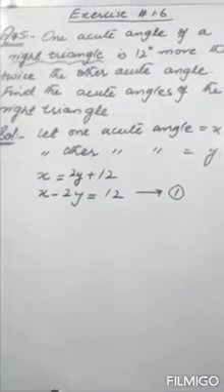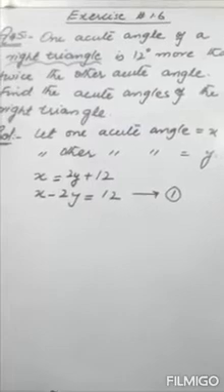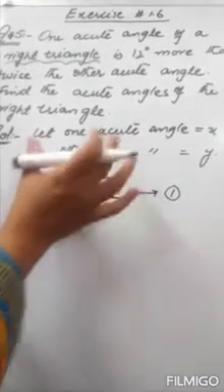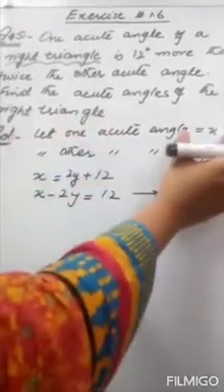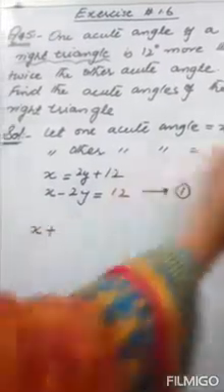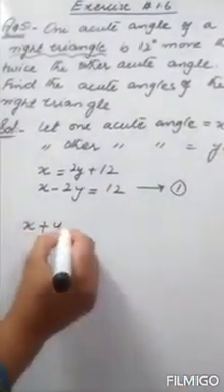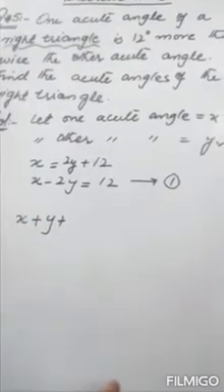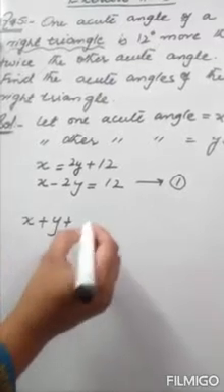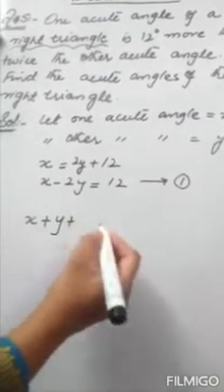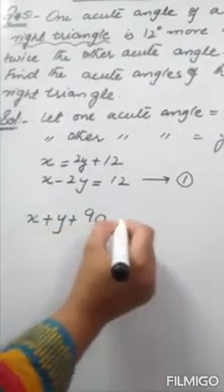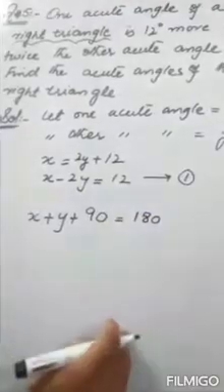Okay, next equation, again we will make it with the help of the fact that the sum of the angles of a triangle is 180 degrees. Now check what angles are there. First angle we have is x, plus the second angle is y, plus the third angle, which will be 90 degrees because it is a right triangle. We know that one angle is 90 degrees. This is confirmed: x plus y plus 90 degrees is equal to 180.